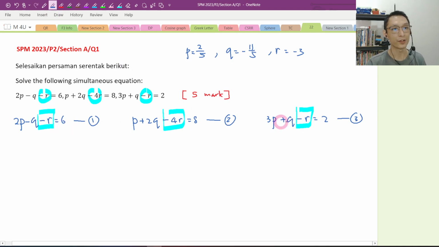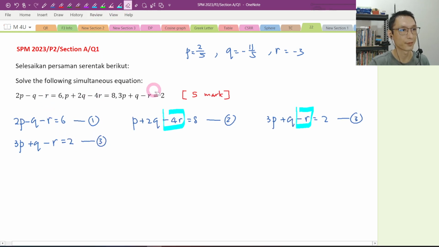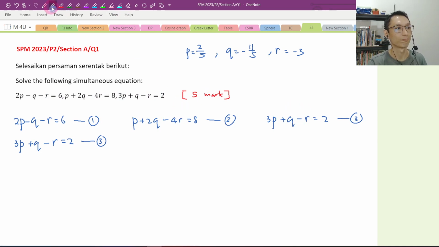I'm going to use the first equation and the third equation to help me to eliminate the variable of r first. 3p plus q minus r is equal to 2. This is the third equation. Now, how do I get rid of this variable of r? So I'm going to use minus, right? You can take the first equation minus the third equation, or go another way. You will still be able to eliminate the variable of r. So let me take the first equation minus the third equation.